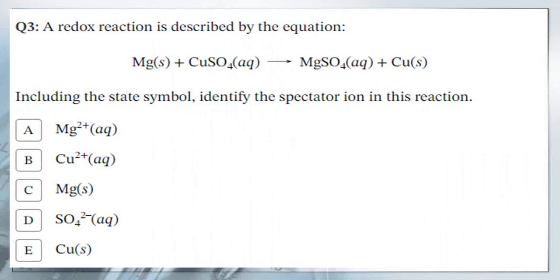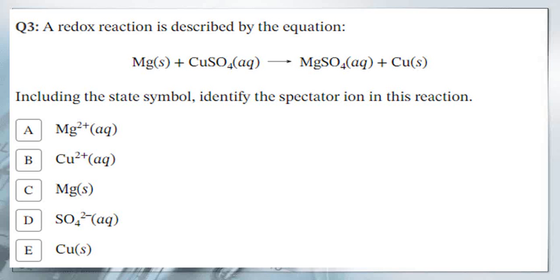Question number 3. A redox reaction is described by which equation? Redox reaction means that an active metal substitutes any less active metal. We take it in third prep also. It's a very important question here.